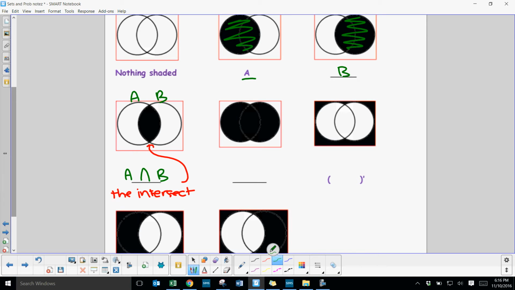Moving on to the next one along. When all circles are completely shaded, that is called the union. Can you remember how we label the union? That's right, we use a regular U. So upside down U for intersect and regular U for the union. Let's write that in. That is called the union of A and B, whereas the previous one was the intersect of A and B.